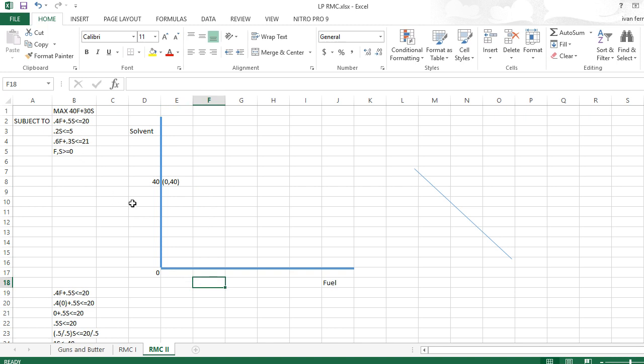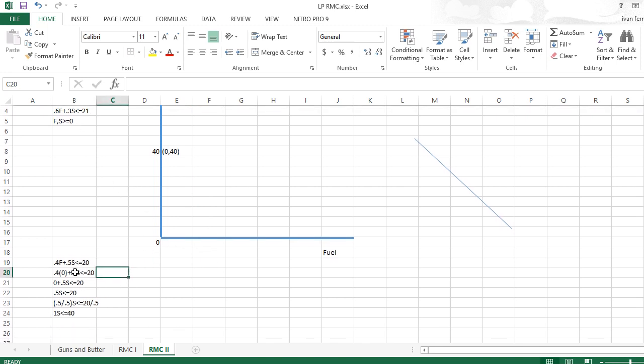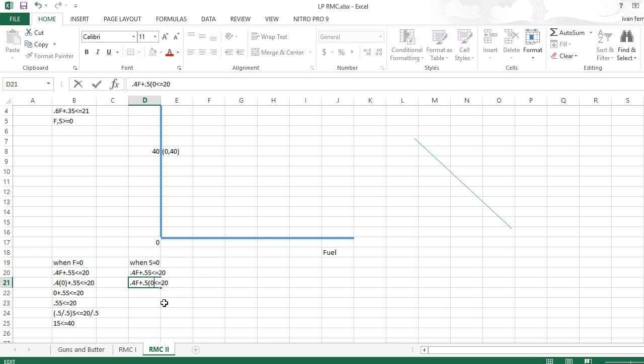Now do the same for the other variable. Here you made f equal to 0. Now you're going to make s equal to 0. So you start the same place.